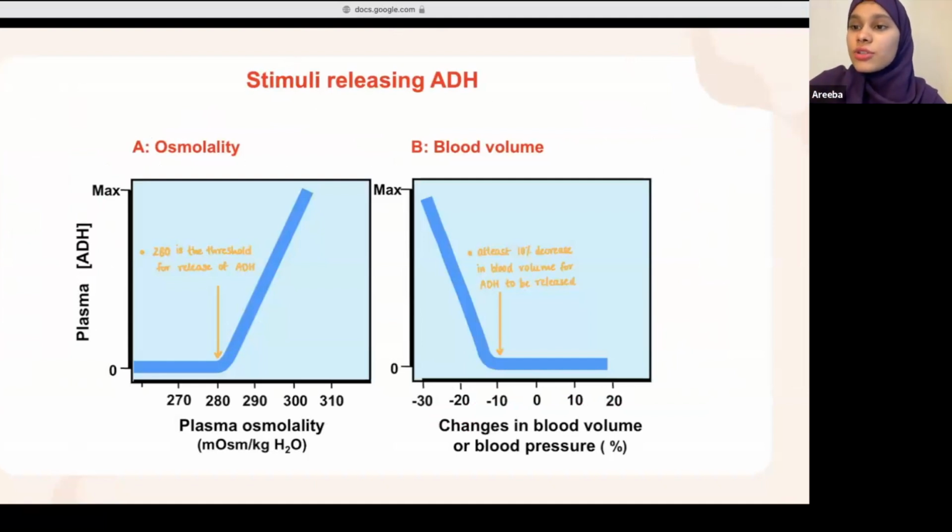So this is just the normal point, and this is all the increase in the blood pressure, but you're not going to have ADH release. This is the point where you reach a 10% decrease, minus 10. So you're going to have this linear graph that's basically releasing ADH. Now, when it comes to osmolality, when the osmolality has increased to 280, that is the threshold for the release of ADH. Okay, so these are the two points that you need to reach, and then your body starts to release ADH.